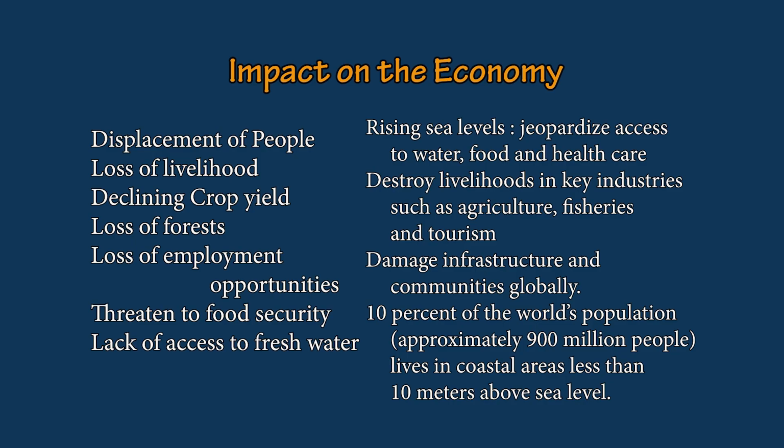The data shows that 10% of the world population, approximately 900 million people, actually live in coastal areas which are less than 10 meters above sea level. So if sea level keeps rising, you can understand that these people have to be displaced from their present residing place and go to some other place, right? And for instance, if there is a flood or a hurricane, I'm sure you have also come across this sort of example, that people do move out from their homes if there is a flood, so they go to the flood shelter, right?